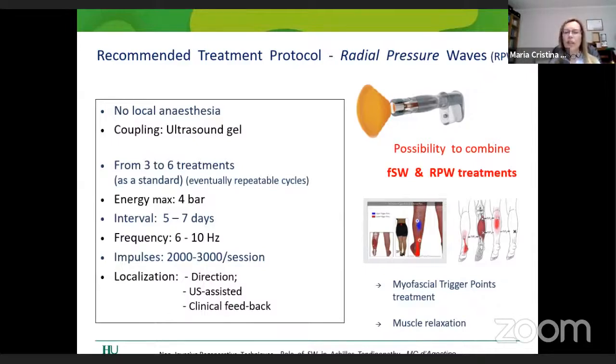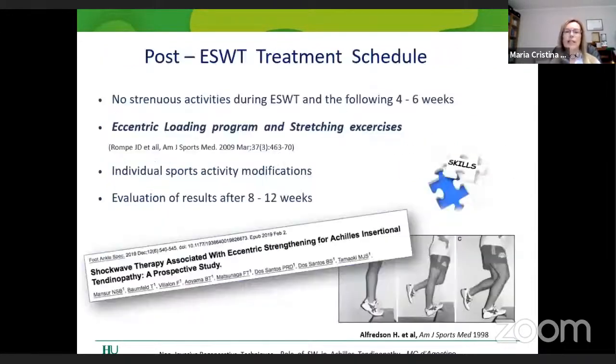The interesting thing is that you can couple focused shockwaves and radial pressure waves, for example, in treating myofascial trigger points and inducing muscle relaxation in Achilles tendinopathy, but not only in Achilles tendinopathy. Obviously, you cannot apply a biophysical stimulation such as shockwaves alone. Always, you have to prescribe a post-shockwave treatment schedule with rehabilitation. Here, you can see represented the classical Alfredson protocol exercises.